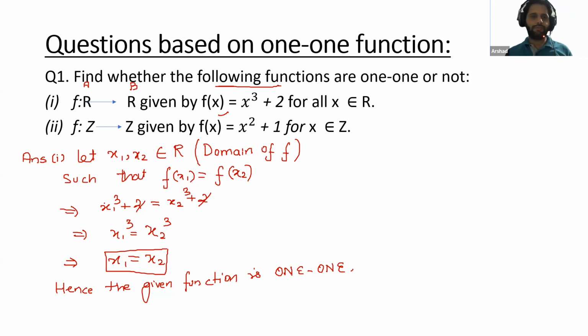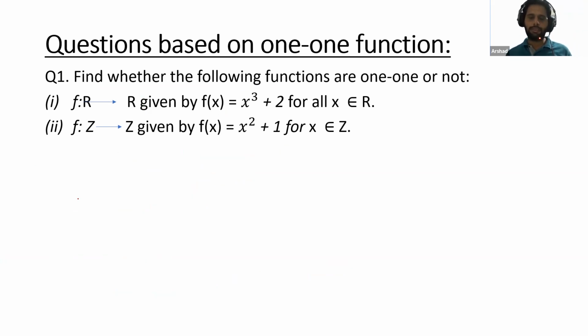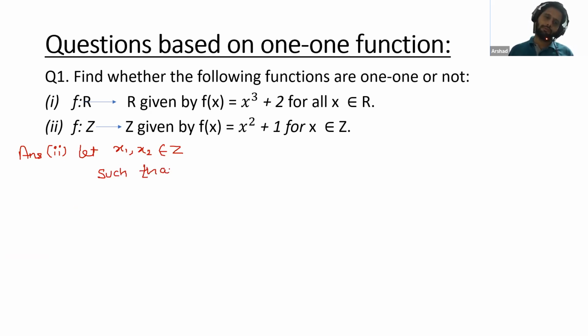So Atif has completed the second part. Please check here for the second. Josefa, Mazia, can you tell me the second part, is this one-one or not? We will assume two values. Let x1, x2 belong to Z. Z means what, Josefa? Z is integers. Okay, so fx1 is equal to fx2.